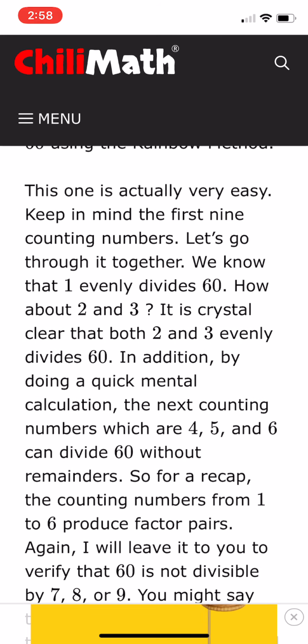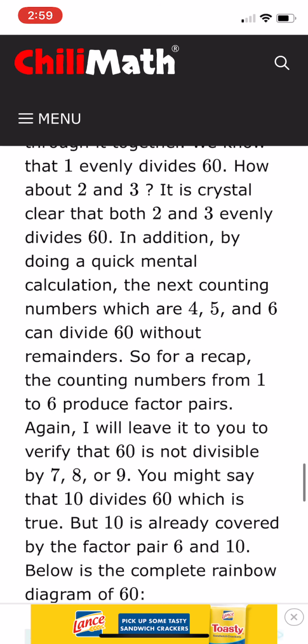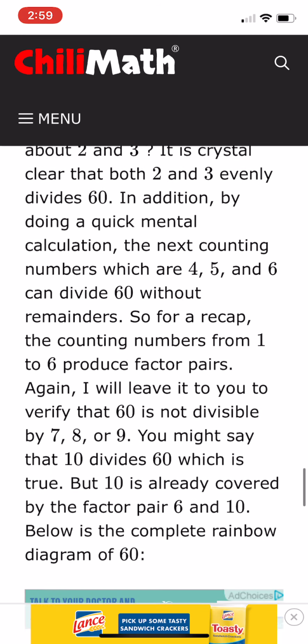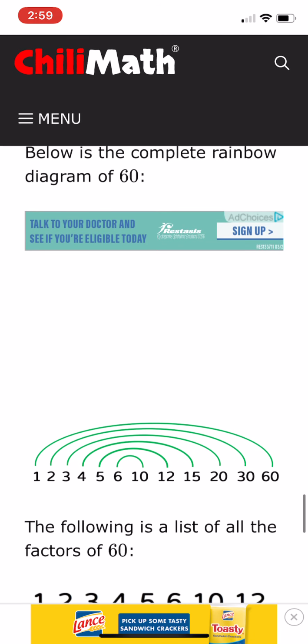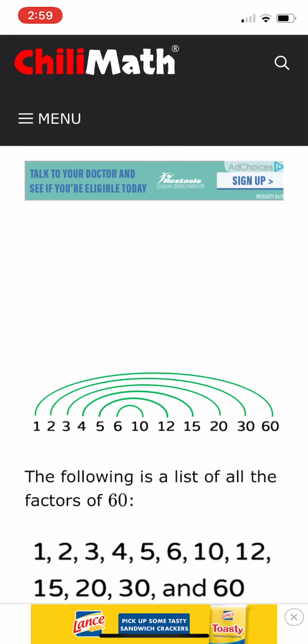Again, I will leave it to you to verify that 16 is not divisible by 7, 8, or 9. You might say that 10 divides 16, which is true, but 10 is already covered. Below is the rainbow diagram of 16. The following is a list of all the factors of 16.